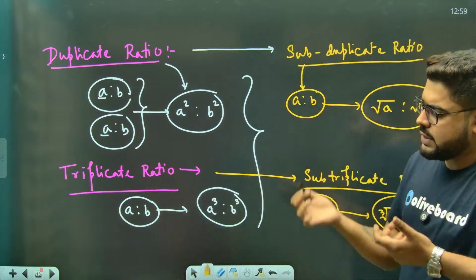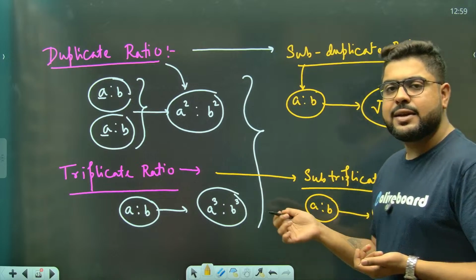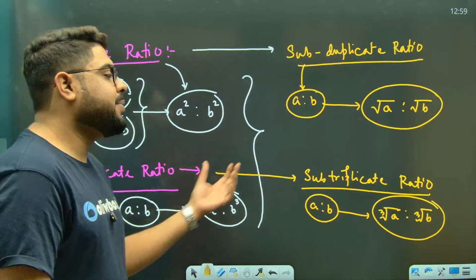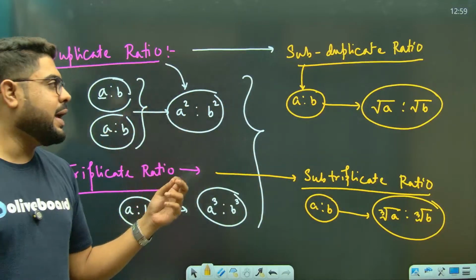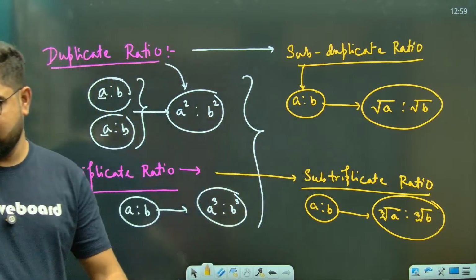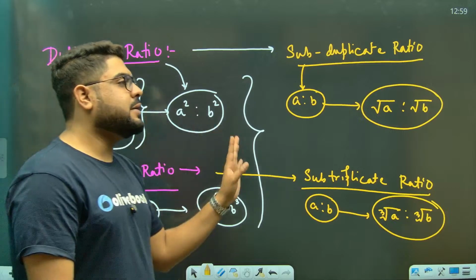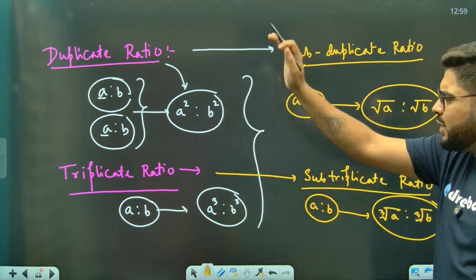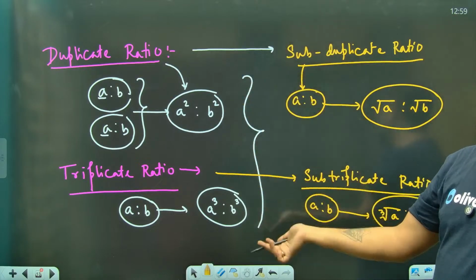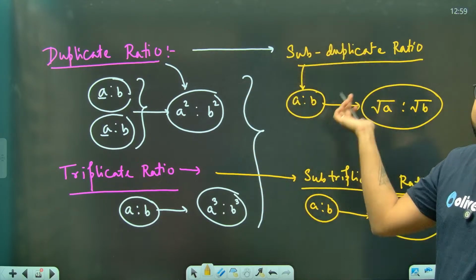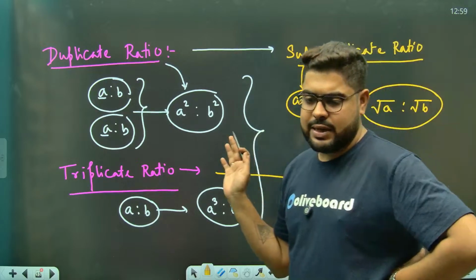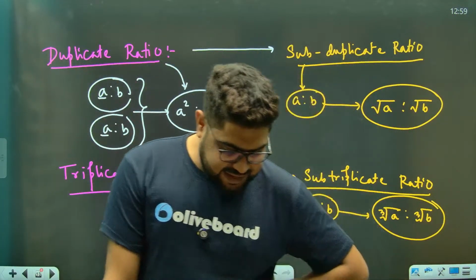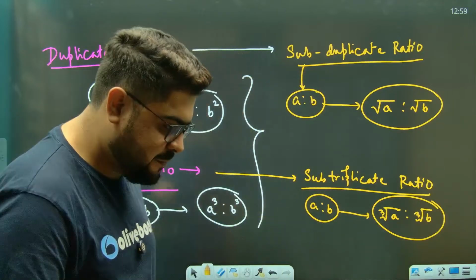Just keep this information in the back of your mind. There is a saying I always say: hope for the best, prepare for the worst. Nobody knows, they may ask you one question from here. So it's better to be safe than sorry. You don't need to practice this much. You know duplicate means square, triplicate means cube, subduplicate means the opposite. If you know that much, it will work. Nothing else is needed.